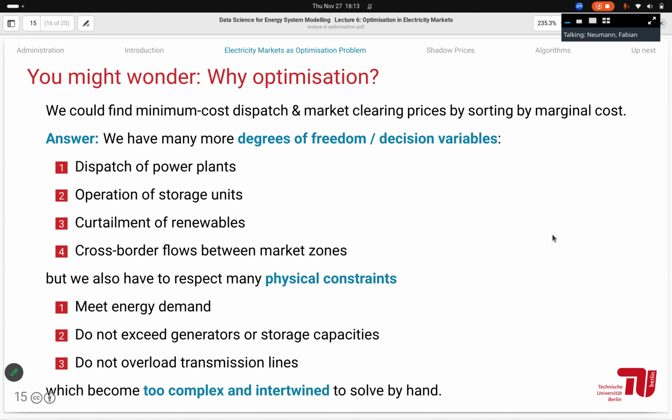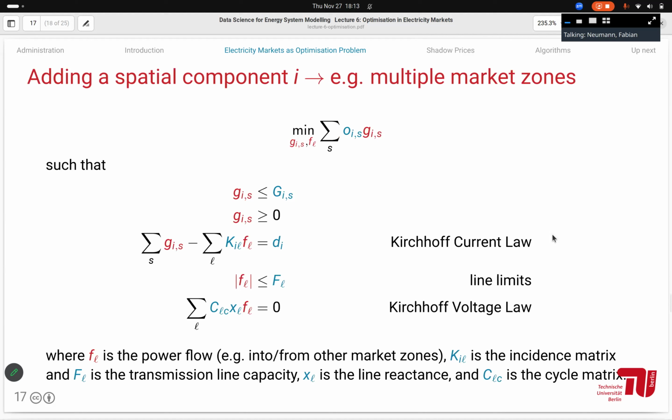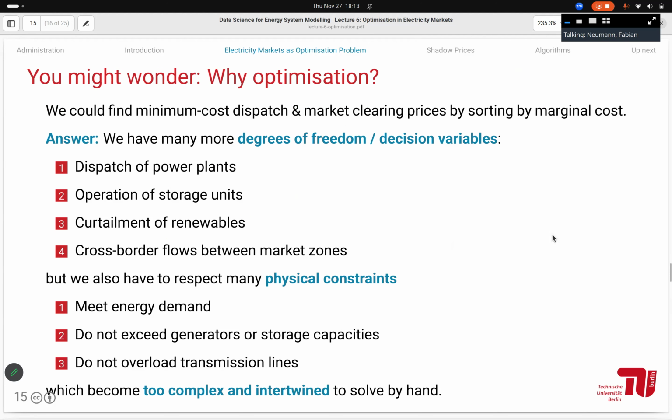Where then, especially this assumption we made initially of a vertical demand curve definitely does not hold anymore, and we have a lot more interaction on the demand side.